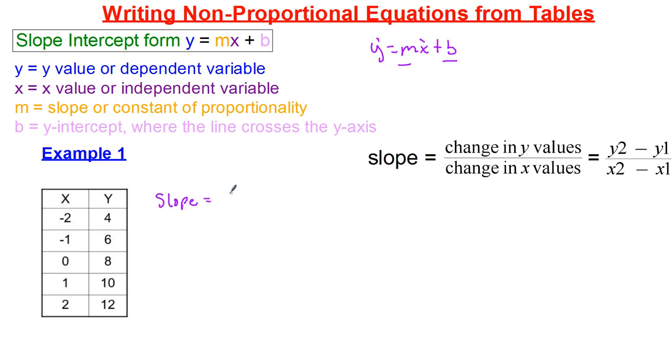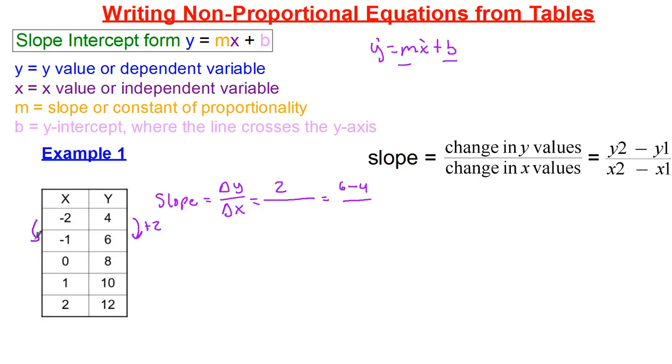So the first thing we need to do is figure out our slope. So our slope is going to be our change in y over our change in x. Now, in order to do this, I could just figure out what is changing here. I'm going from 4 to 6. So what am I doing? I'm adding 2. So my change in y is going to be 2. I did basically 6 minus 4, which is how I got 2.